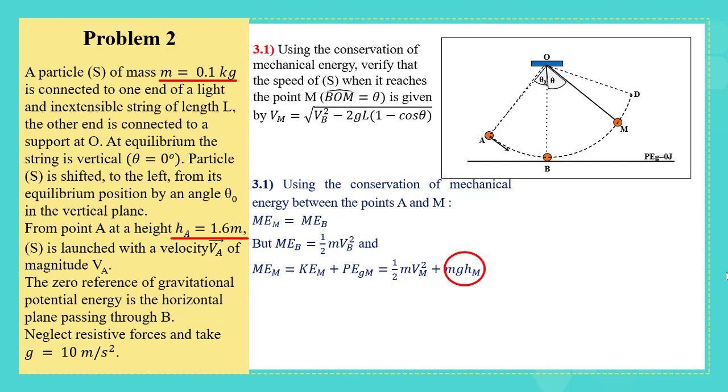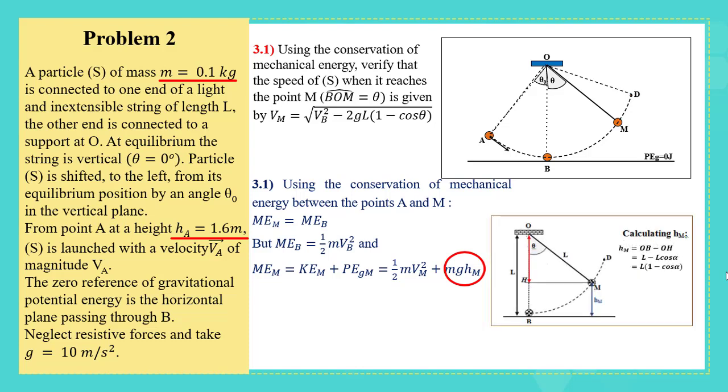But what is mghM? Let's check this figure. In order to find hM, the height of the point M above the gravitational potential energy reference level, let's take this side to study it. OB is L, and it is given. OH is the adjacent to theta, can be found by this right angle triangle. If we subtract OH from L, we can find the opposite of HM, which is equal to it in this rectangle.